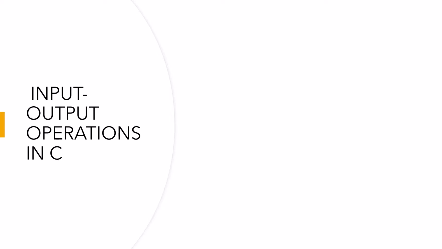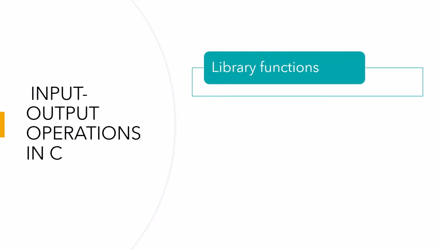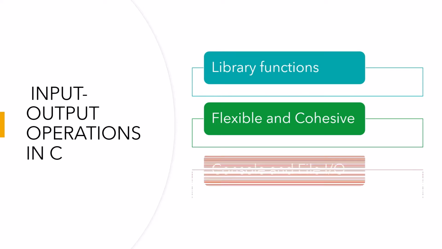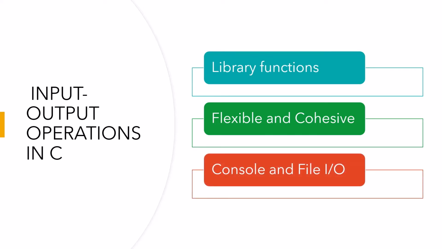Talking about input-output operations in C, there are no keywords that we can use to perform these I/O operations, but rather we use the library functions as we've been doing so far. The input-output operations themselves have been so well designed that they're pretty flexible and cohesive, allowing us to share data easily between different devices. There's two types of input-output: console I/O and file I/O. We'll be dealing in detail with file I/O in the next session. Today's session, we will focus on console I/O.